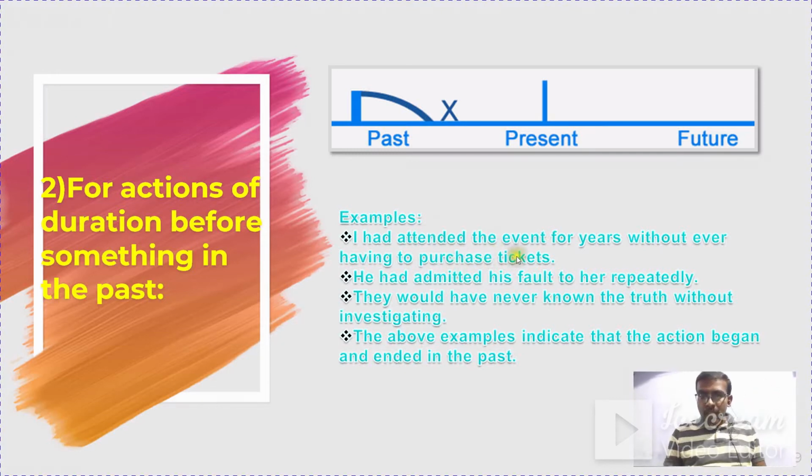He had admitted his fault to her, repeatedly admitting his fault for doing something in the past, but it was completed. They would never have known the truth without investigating. They will never find anything without further investigation in any crime, right? So proper investigation is needed. It might be completed in the past.